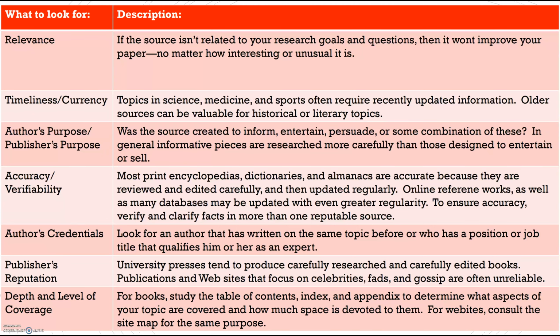Topics in science, medicine, and sports in particular, but some others, often need the most recent information. Something around English, history, there might be new looks at things, but for the most part, for the last however many years, 50, 60, sometimes more, the ideas on a topic haven't changed. The history hasn't changed, right? But science and medicine and sports, those are changing all the time.